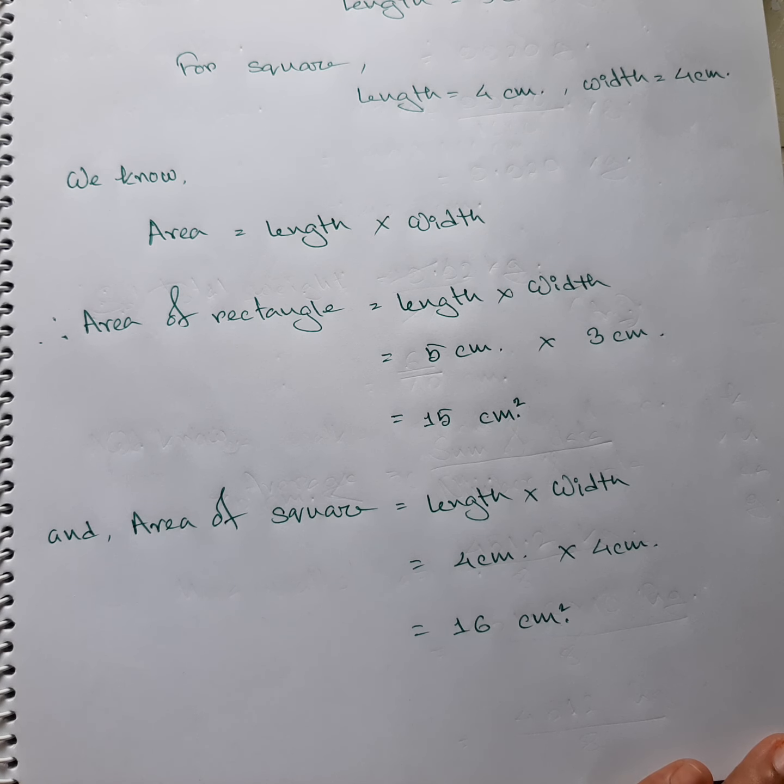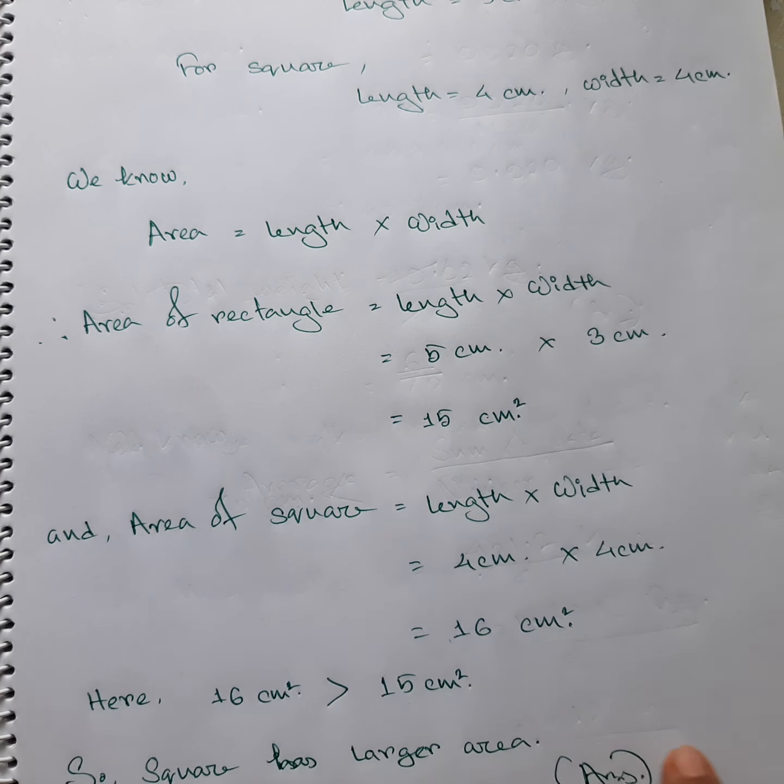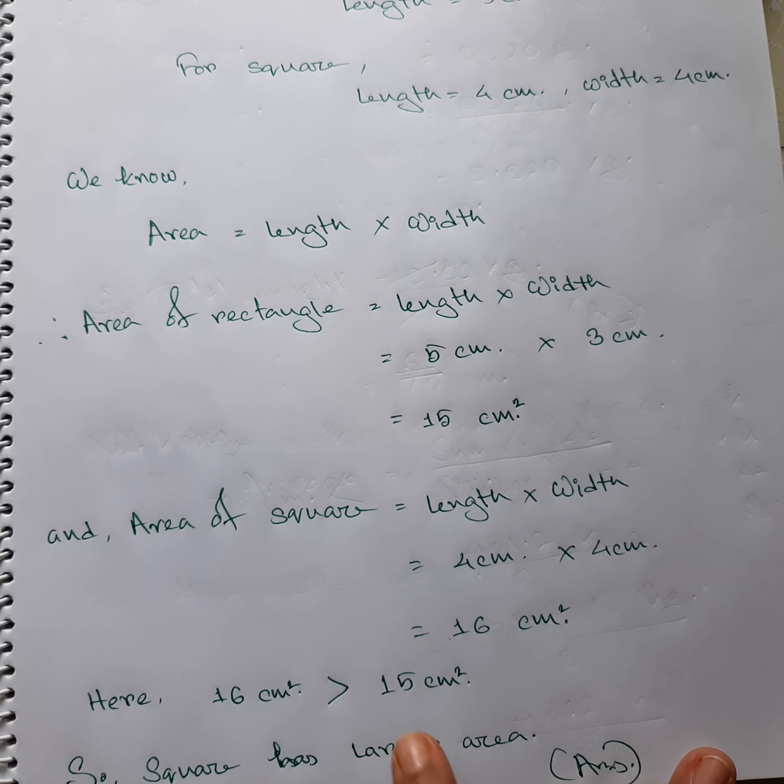Okay, what is happening here? You can find out that 16 is greater than 15, so we can say that the square has the larger area. Let us write it now. So I finished my writing. You can see here 16 square centimeter is greater than 15 square centimeter. So the square has the larger area.